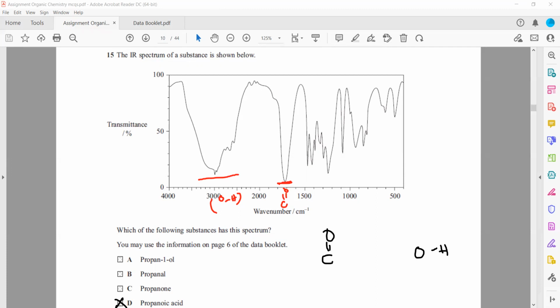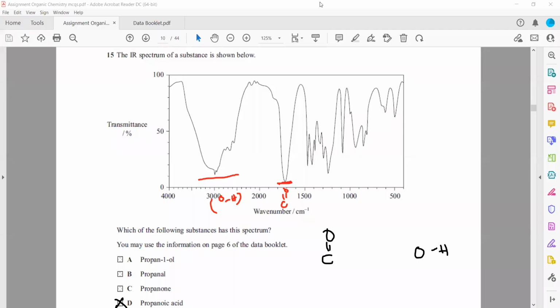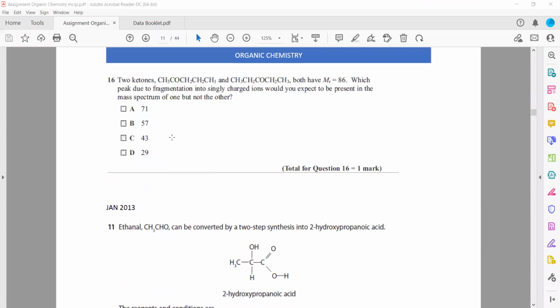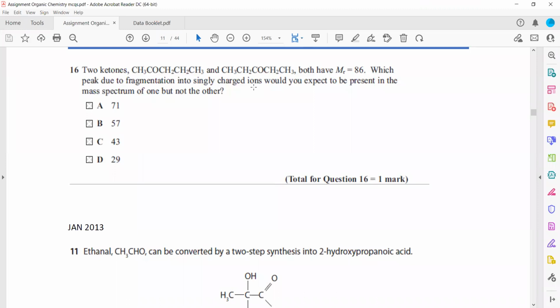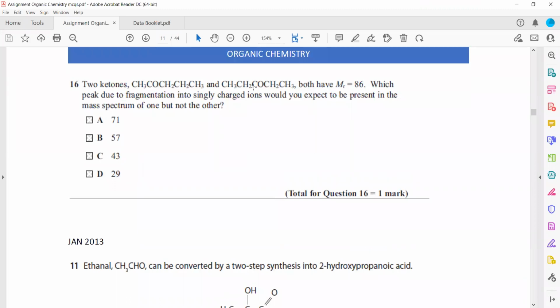Is it clear? Then another question. Two ketones both have a relative molecular mass of 86. Which peak, due to a singly charged fragment, would you expect to be present in one spectrum but not in the other? So how do we work this out? We'll break from left to right and then from right to left.